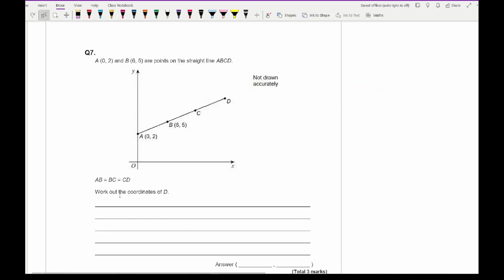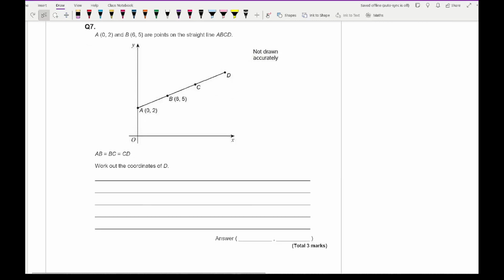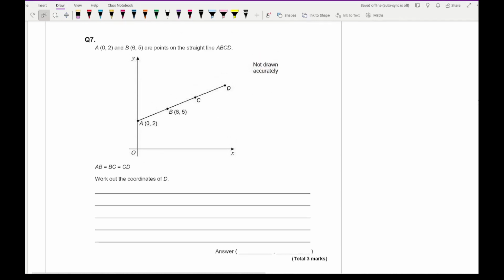Now looking at question 7, it says that A is at 0, 2 and B is at 6, 5 are points on the straight line of A, B, C, D, and AB to BC to CD is the same, and we need to work out the coordinates of D.